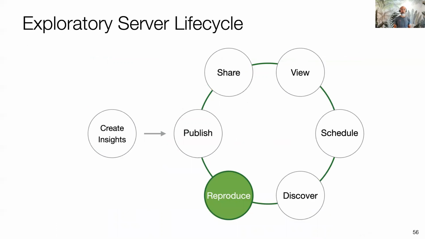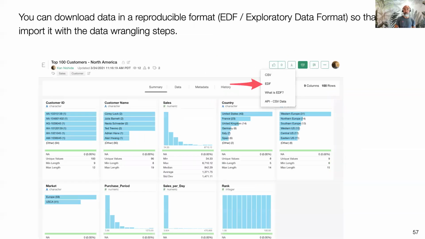To us, exploratory, I think this reproduce step is a very important part of this whole data science workflow, because without this, how can you trust or improve the data or analysis that you or other people create? So this reproducing step is a really key, important part. That's why when you publish, you can click on the EDF button. EDF means exploratory data format. How creative is that? It is really the reproducible data or the insights, if you will.